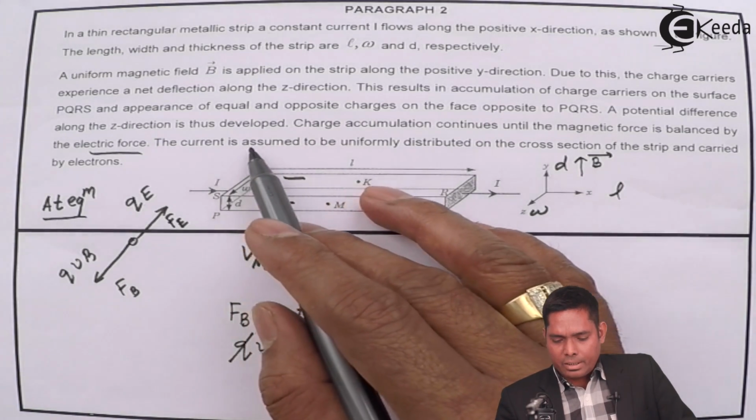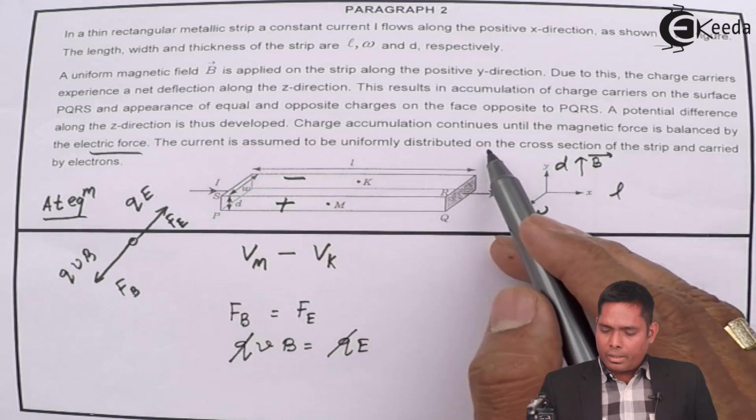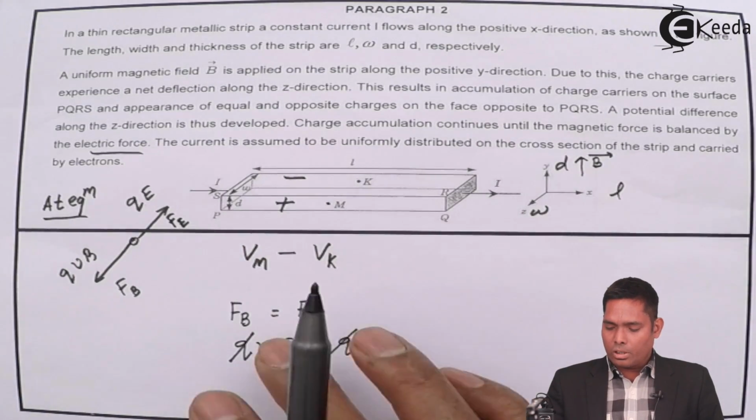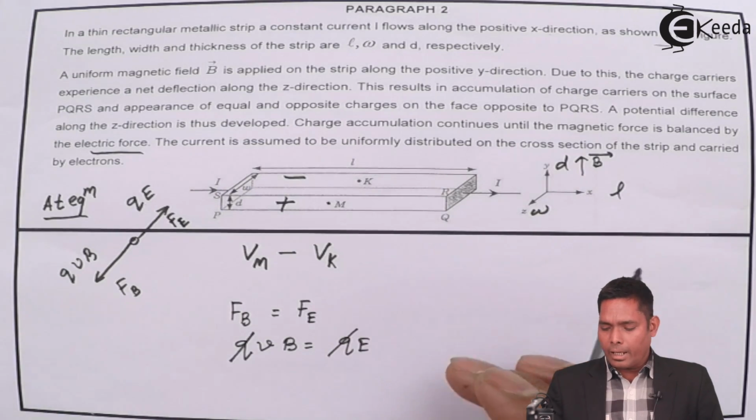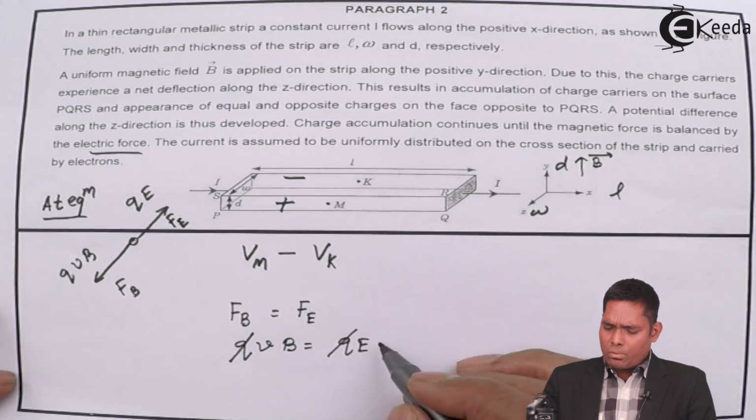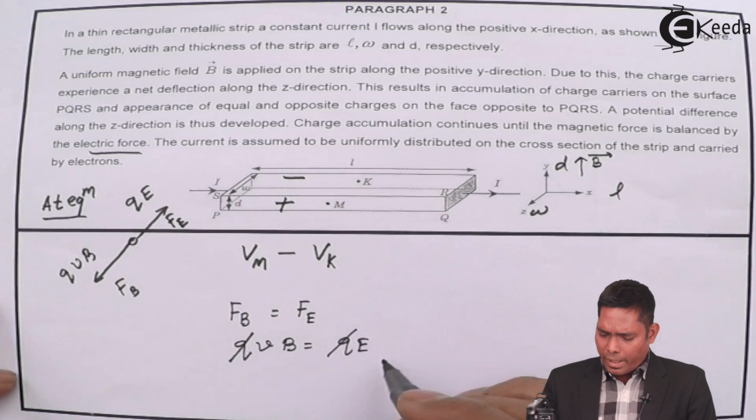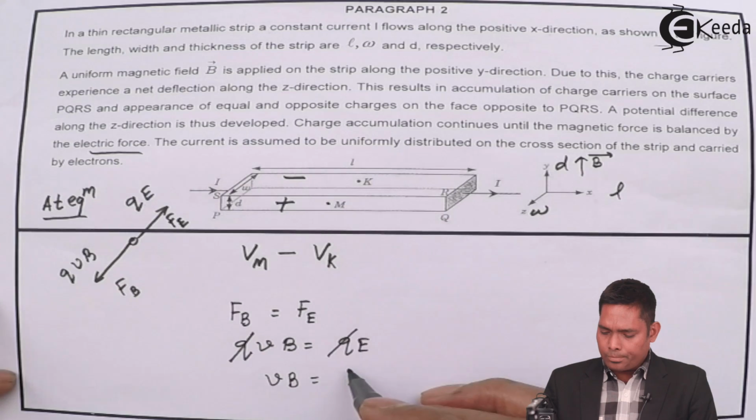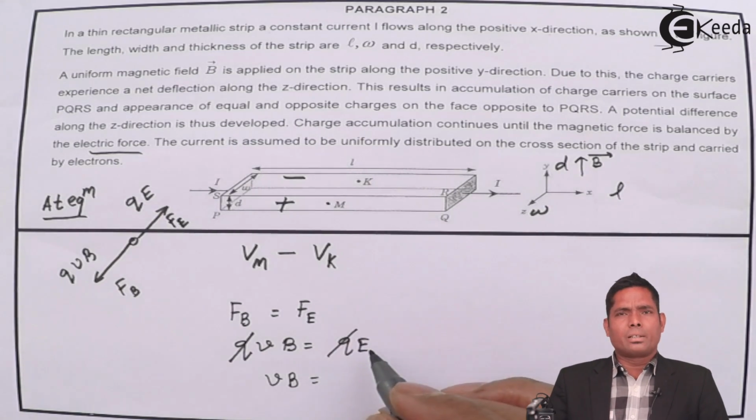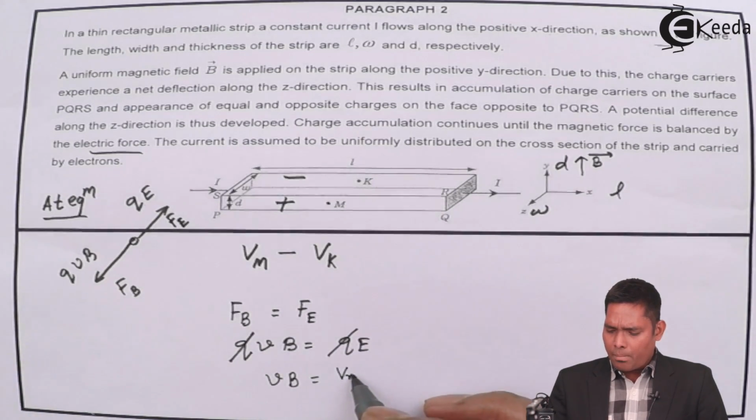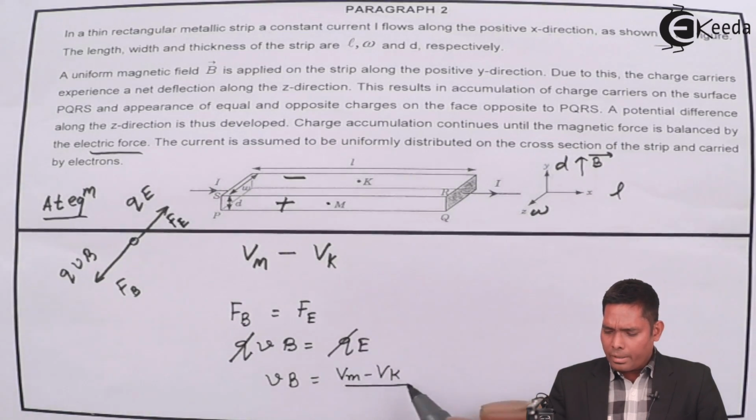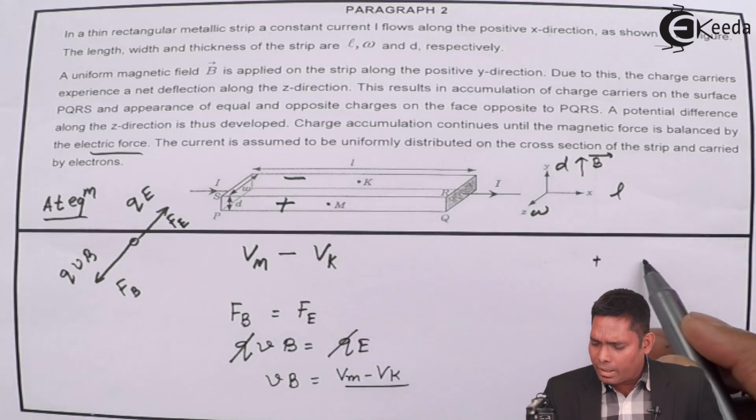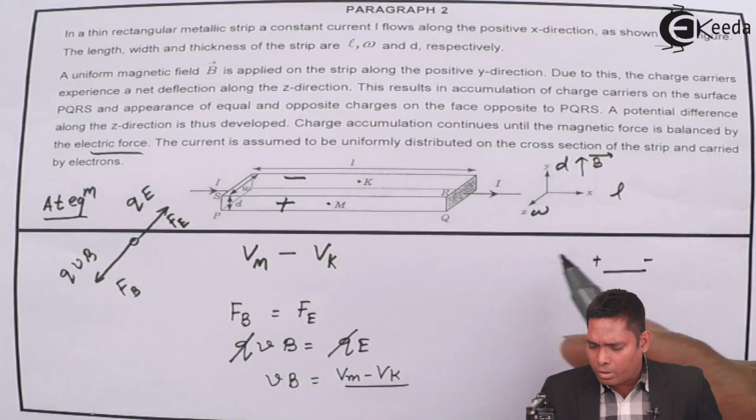The current is assumed to be uniformly distributed on the cross section of the strip and carried by the electrons. So these are the situations, and then E in terms of this potential difference, if you want to write, then I can write vB equals to this potential gradient, Vm minus Vk divided by the distance between this positive and negative plates or the sides.